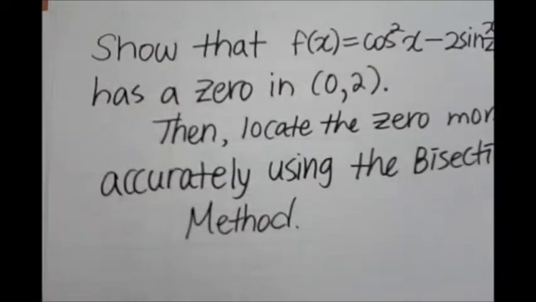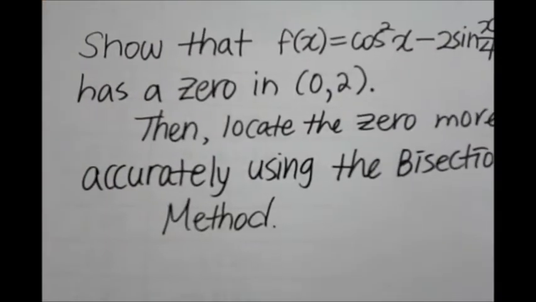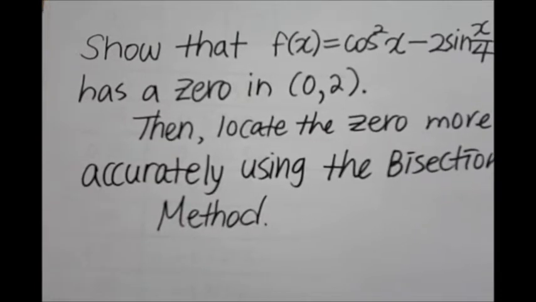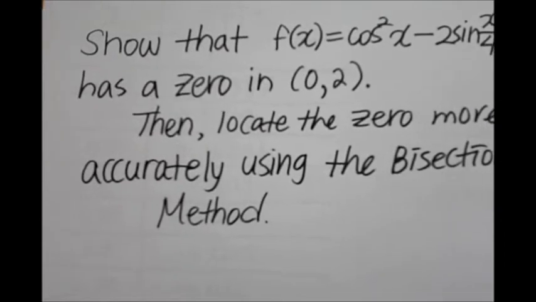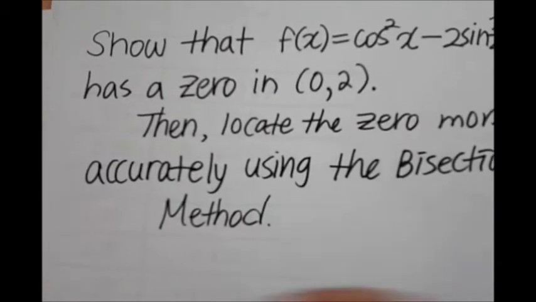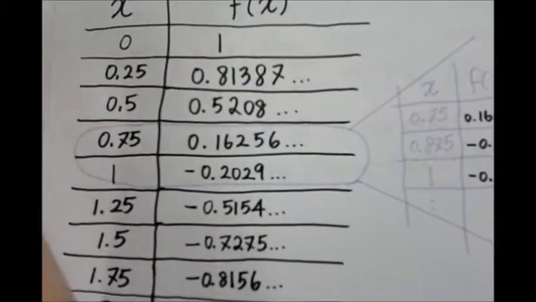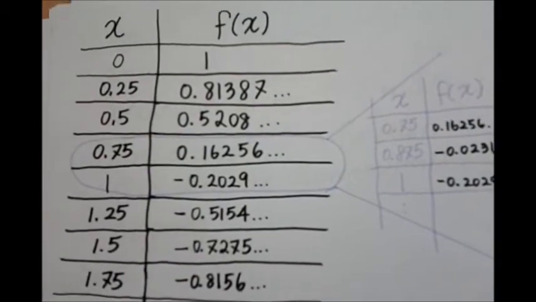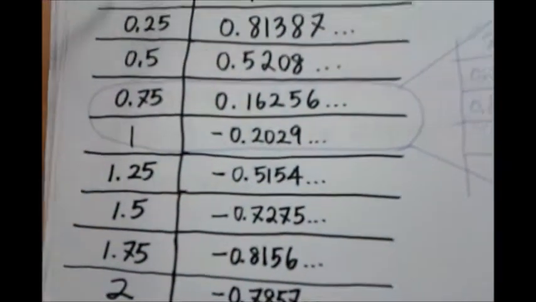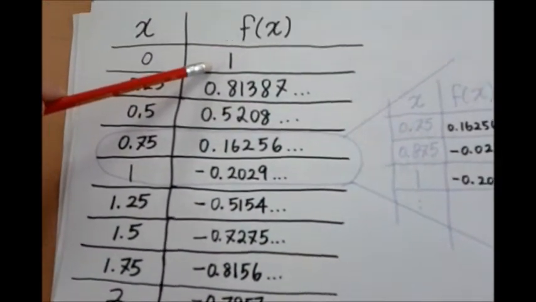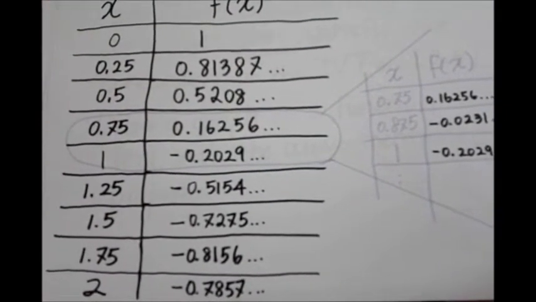This is a question that deals with the bisection method. Show that f of x, which is equal to cosine of x squared minus 2 sine of x over 4, has a 0 in the open interval from 0 to 2. Then locate the 0 more accurately using the bisection method. What we have to do here is come up with a table of values. Since the interval was from 0 to 2, although it is an open interval, we should start with 0 and 2. The function value of 0 would be 1, and the function value of 2 would be approximately negative 0.7857.